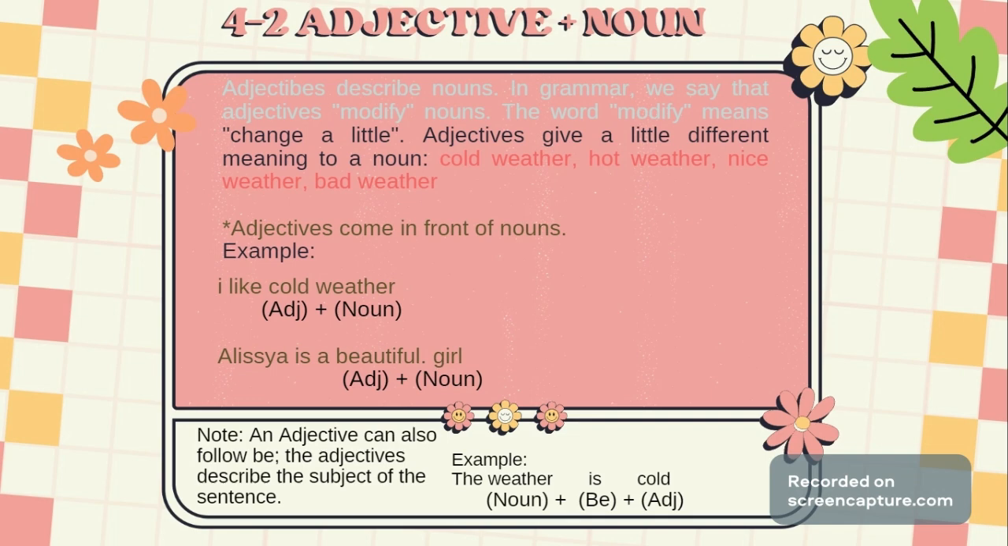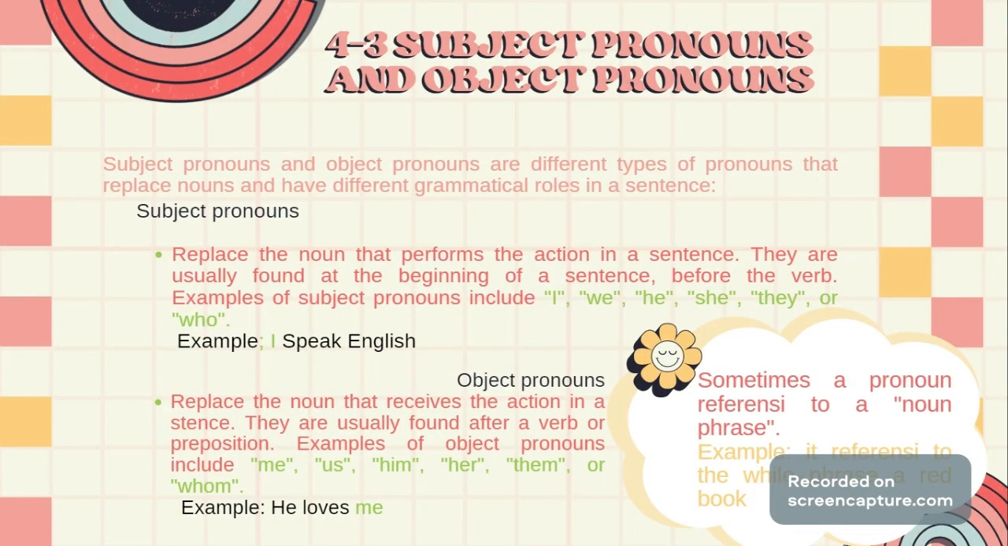Next, we have subject pronouns and object pronouns. Subject pronouns and object pronouns are different types of pronouns that replace nouns and have different grammatical roles in a sentence. So, what are subject pronouns? They replace the noun that performs the action in a sentence. They are usually found at the beginning of the sentence, before the verb. Examples of subject pronouns include I, we, he, she, they, or who.